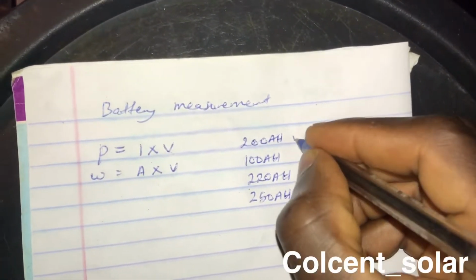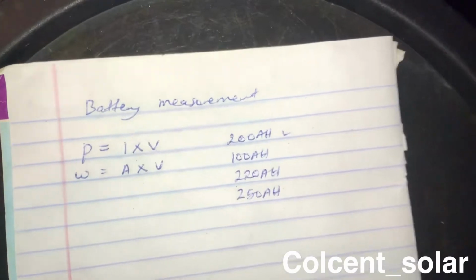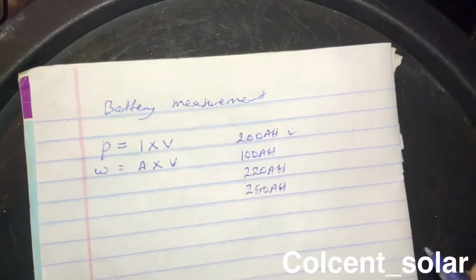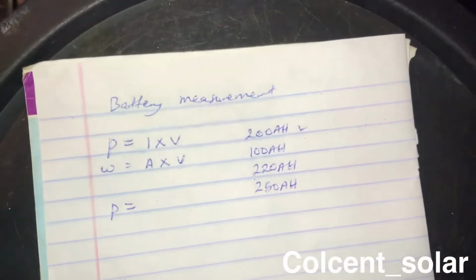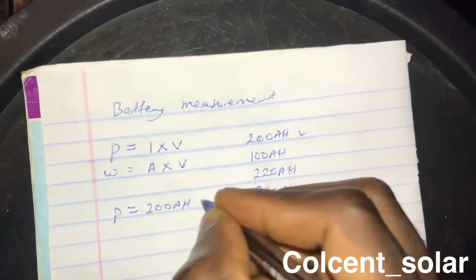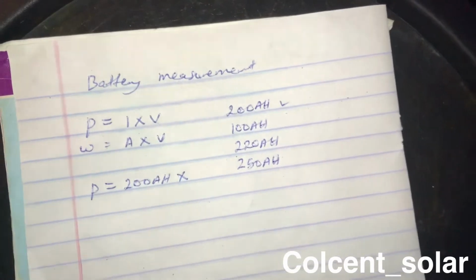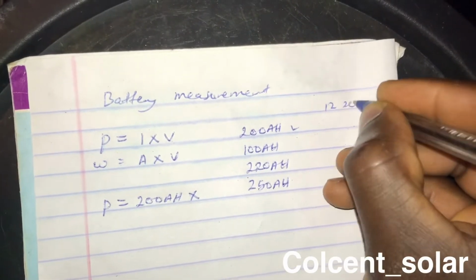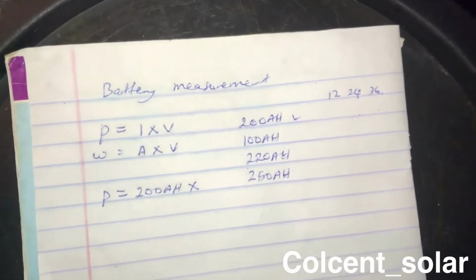So let's use this 200 as an example. You want to change this 200 amp hour to kilowatt hour, like you want to know the value in kilowatt hour. So you take this formula, we go this way. P, which is the power that we are looking for, is equal to 200 amp hour multiplied by voltage. That's actually the nominal voltage of the inverter, like the battery input, the DC input voltage of the inverter. We have 12 volts, we have 24 volts, we have 36 volts, we have 48 volts, and the rest. So this is the nominal voltage of the inverter.